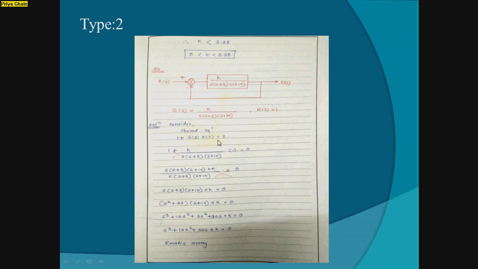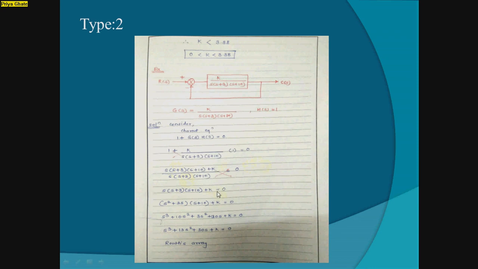Consider the characteristic equation 1 plus g of s into h of s is equal to 0. Then we write the values of g of s and h of s in the characteristic equation. Then we have 1 plus k divided by s into s plus 3 in another bracket s plus 10, and h of s is nothing but 1, that's why we consider 1 here, is equal to 0. Then we cross multiply that term. Then we have this term.